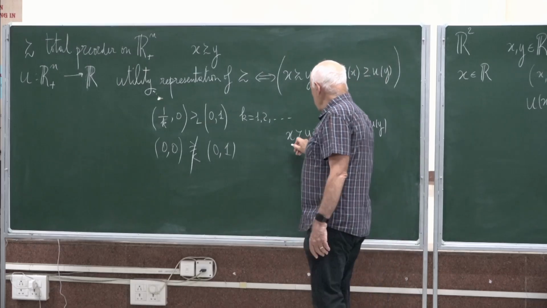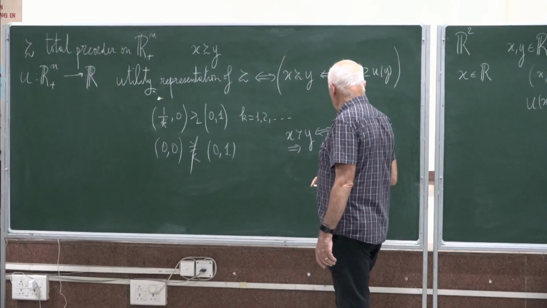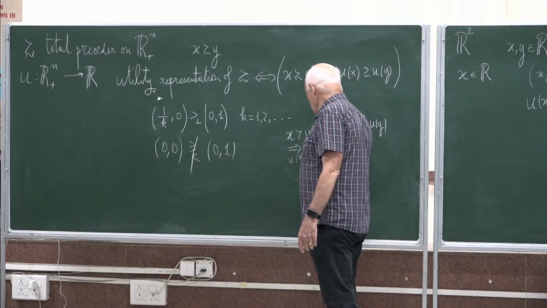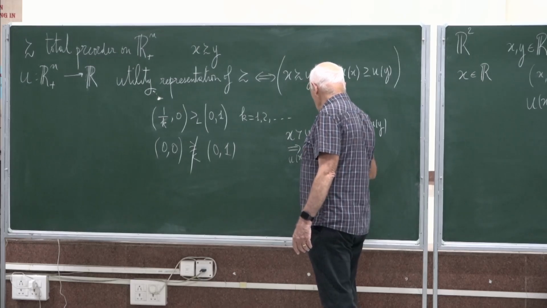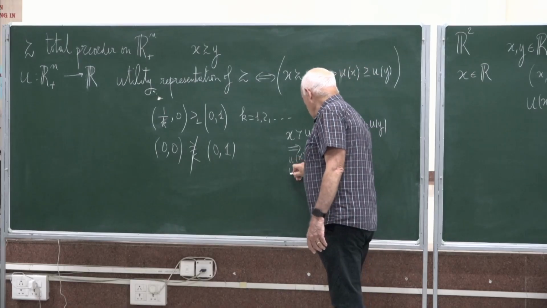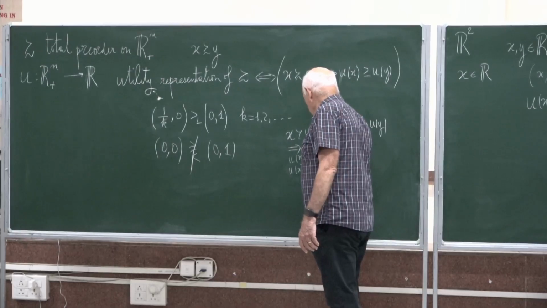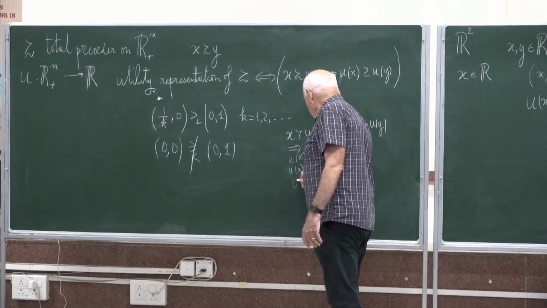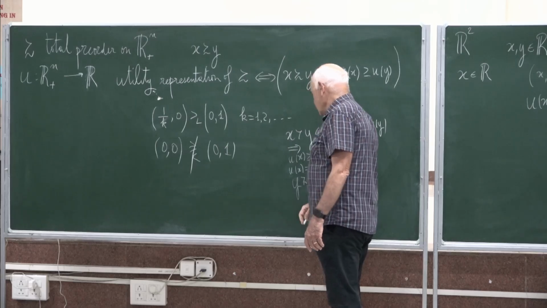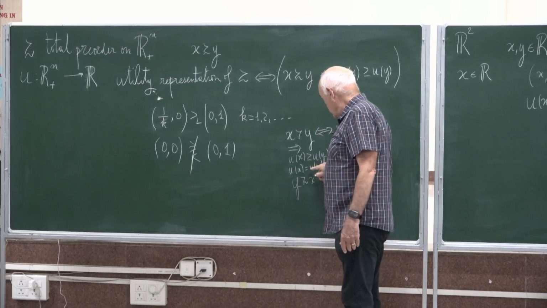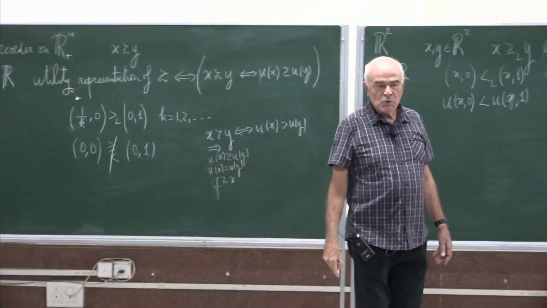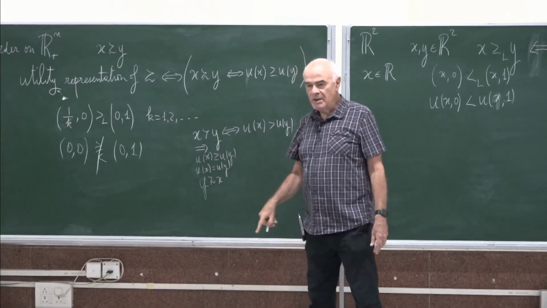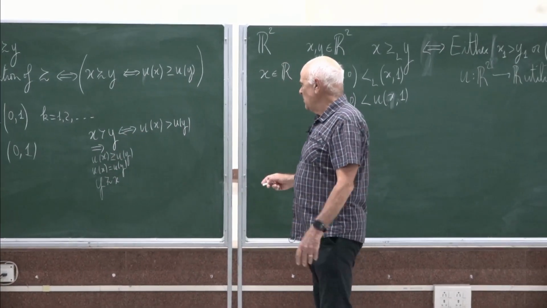In this direction, if x is strictly preferred to y, first of all, x is preferred to y, so u of x is greater than or equal to u of y, but we cannot have u of x equal u of y, because this would mean that y would also be preferred to x, because u of y is greater than or equal to u of x, and this is impossible because we are assuming a strict preference. And the same in the opposite direction.